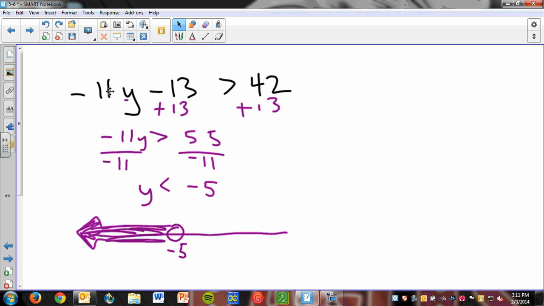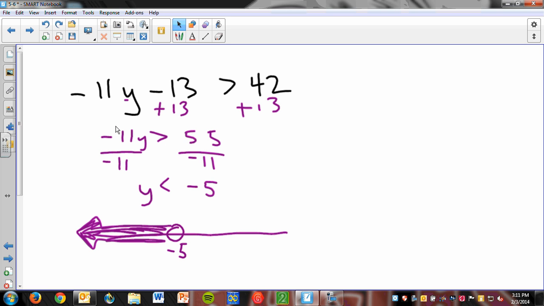So here's an example. Negative 11y minus 13 is greater than 42. Got to get y by itself. It's our only variable here. Add or subtract what's not connected. So add 13 to both sides. That cancels out. Negative 11y is greater than 55.